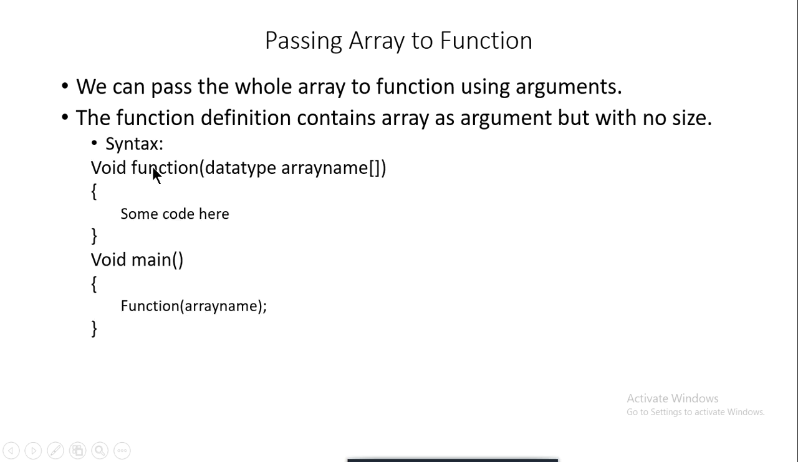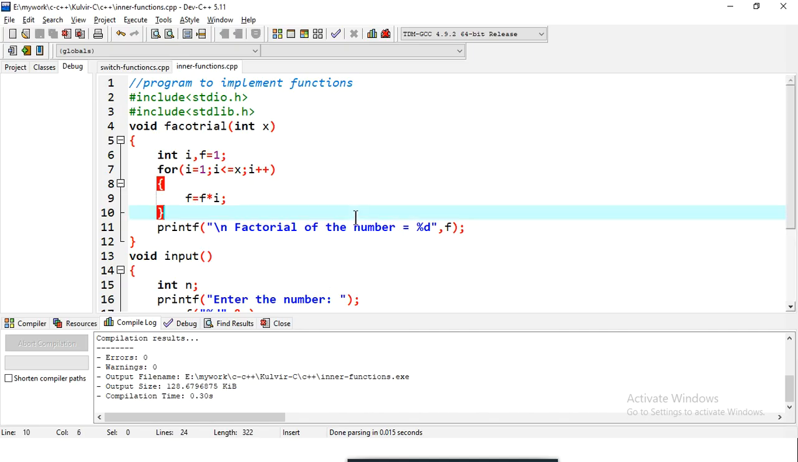When you define the function, in the arguments you will pass an array but will not pass any size here. This size will be dynamic, and when you call this function, whatever size this array has will be passed to this array. This is how you write the program for passing an array to functions. During the call you have to pass only the array name, you don't have to specify the size here. Okay, so let me write this program as well for you guys.